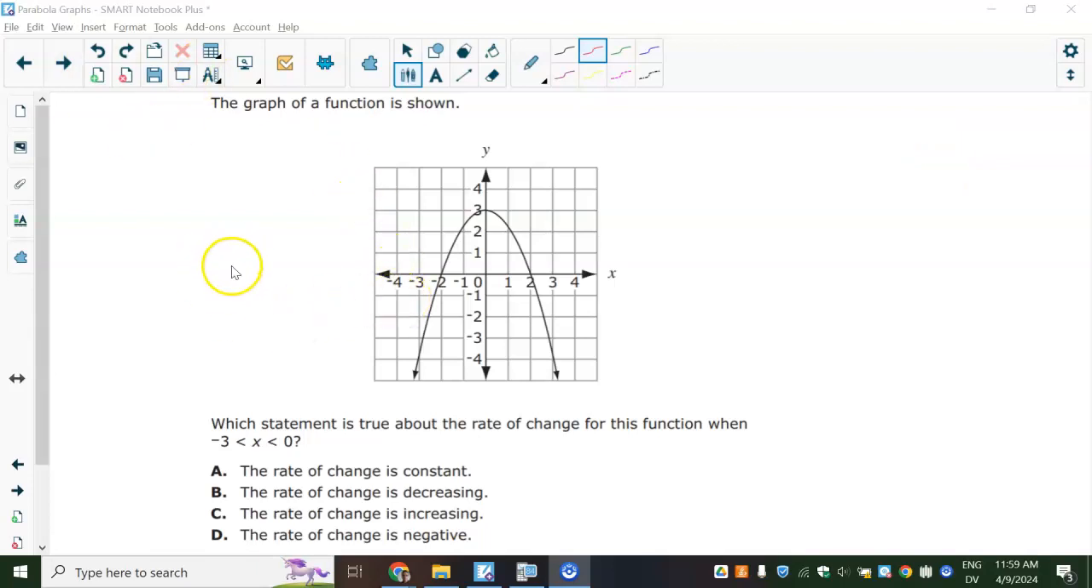All right, welcome to part 2 of the Parabola Graphs lesson. Just keep blasting through these questions. Again, I encourage you to pause the video and give this a shot before watching the solution.